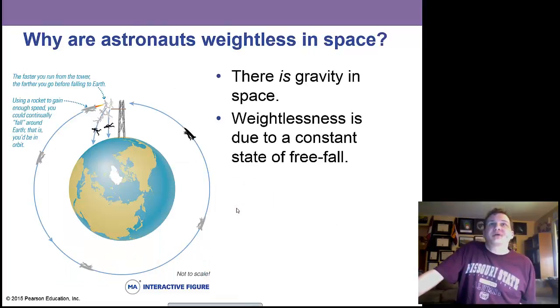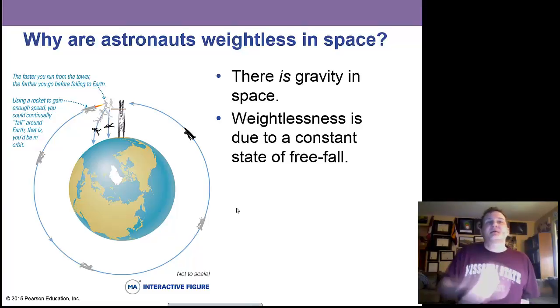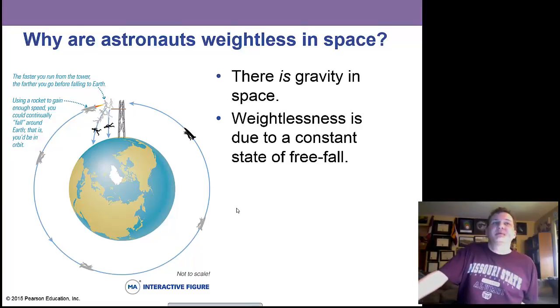So why are astronauts weightless in space? There is gravity in space. The weightlessness is due to a constant state of free fall. They are constantly free falling around the Earth at the exact right speed, which is about 17,500 miles an hour.